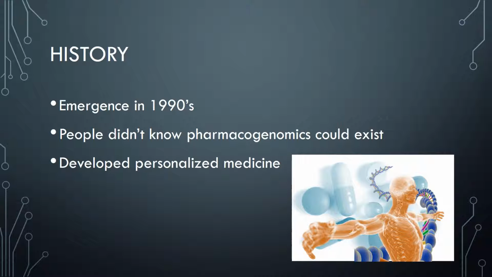Then in 2005, the first genome-wide association study was published, which broke open the gates for pharmacogenomics and developed personalized medicine. Personalized medicine is the idea that medicine is going to be customized to each individual's needs by customizing medication types and doses.